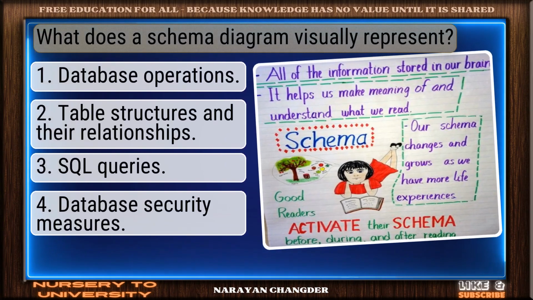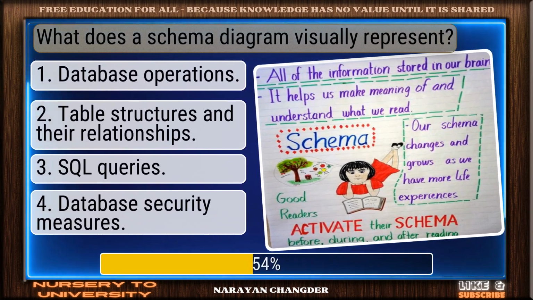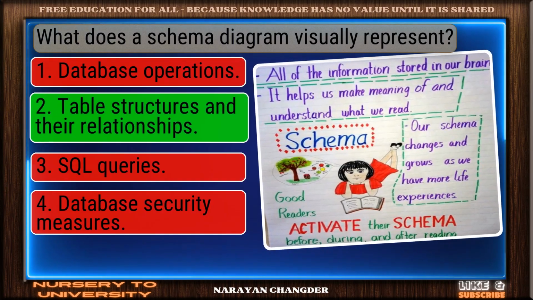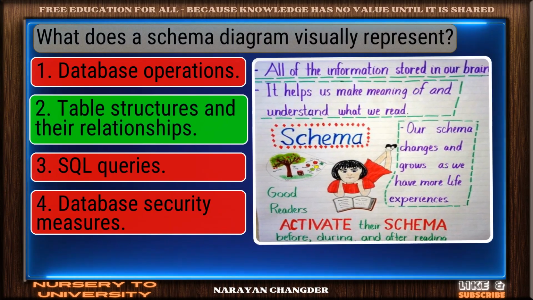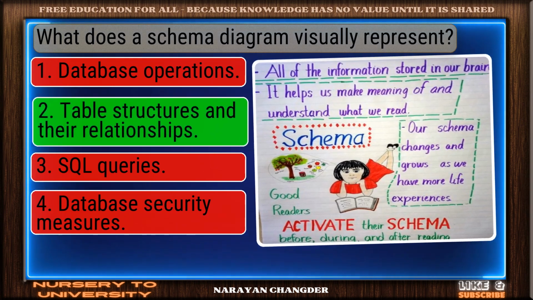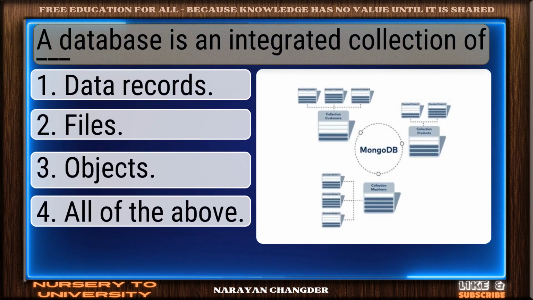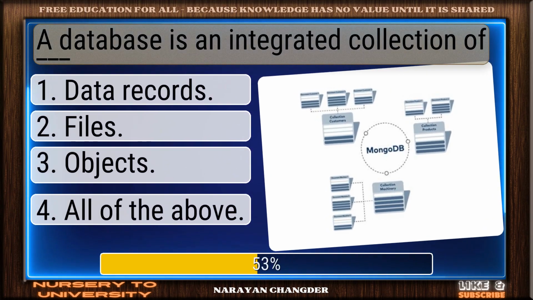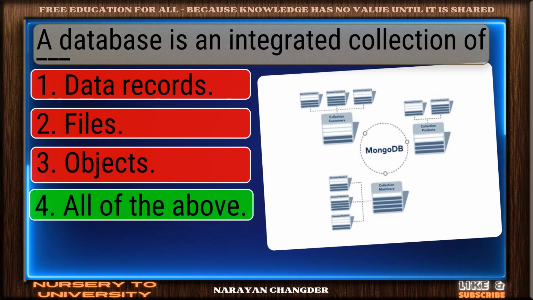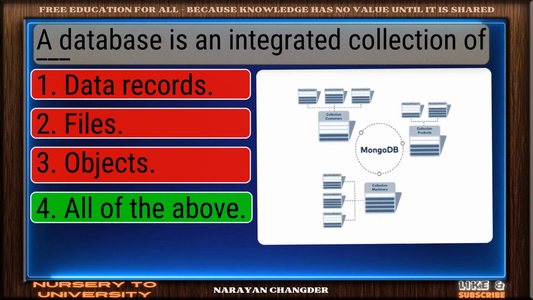Question number 5. What does a schema diagram visually represent? You're right. Table structures and their relationships is the correct answer. Question number 6. A database is an integrated collection of dash. Smart pick. All of the above is the correct choice.